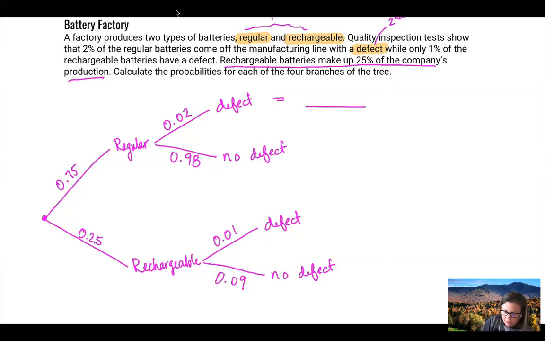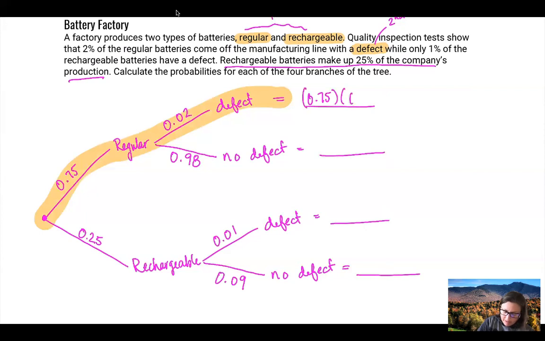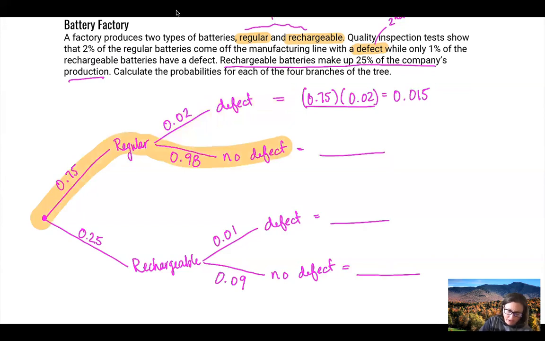So now what I have to do is calculate the probability for each one of these branches. So the probability that the battery is regular and has a defect, the probability that it's regular and has no defect, rechargeable defect, rechargeable no defect. And what I'm going to do to get this very first one, I'm going to say 0.75 times 0.02 and get 0.015. Right, for the next one, regular and no defect, 0.75 again, 0.98, 0.735.